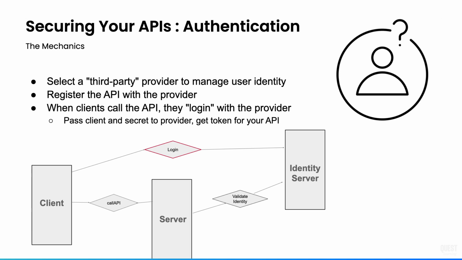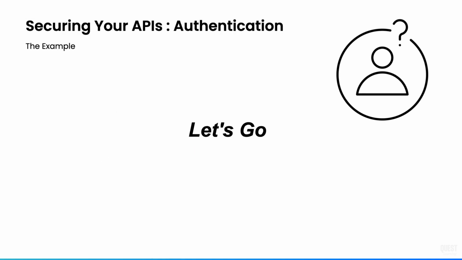They pass the client ID and secret and some other metadata, and then they get a valid temporary token from the identity server that they use in every API call. It's used as the authentication header. So that is the process of setting something up. Let's take a look at how this works in our example API.